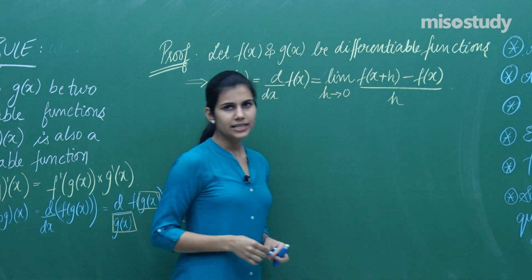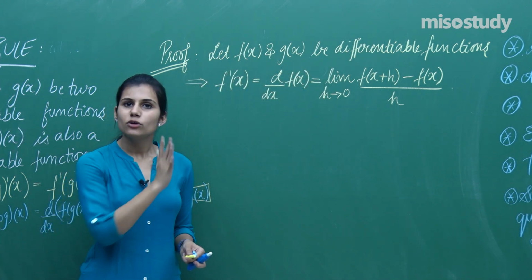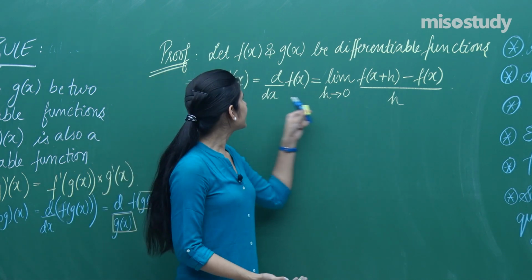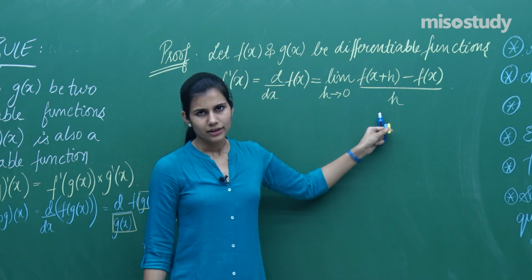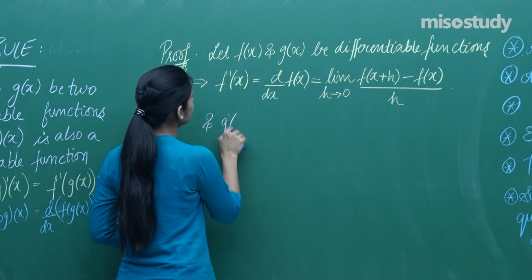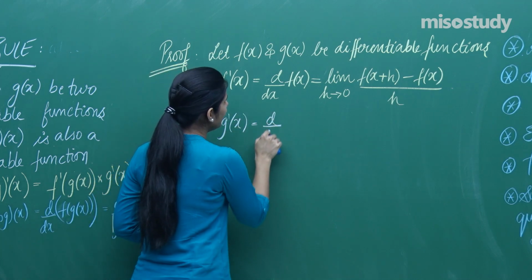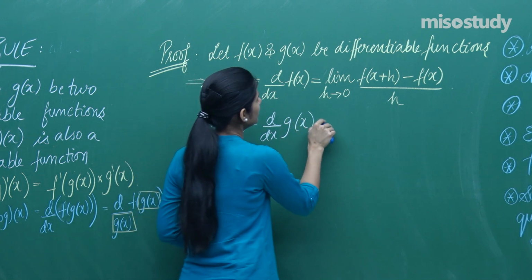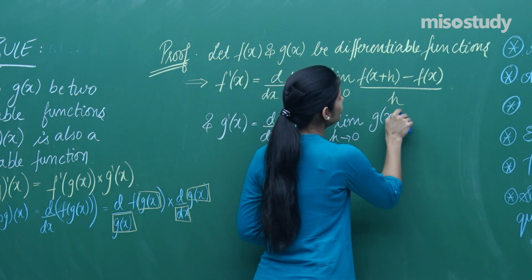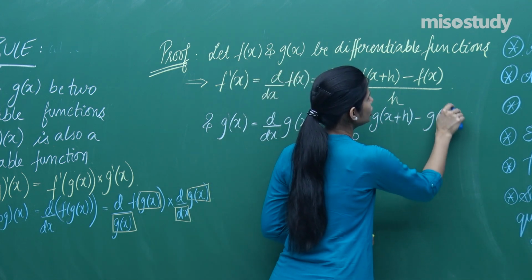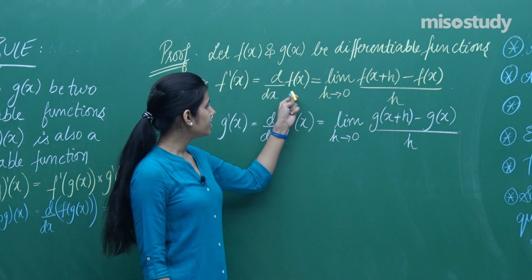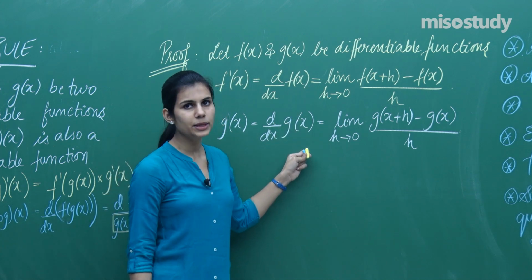Why? Because if this limit exists, it is equal to the left hand derivative and equal to the right hand derivative. So the limit can be equal to either LHD or RHD. So in particular, I can say f dash x is given by this formula, right? Because they are equal, LHD or RHD. And g dash x, which is d by dx of g(x), is limit h tends to 0, g of x plus h minus g of x whole upon h. This exists for every x in the domain of f, and this exists for every x in the domain of g.